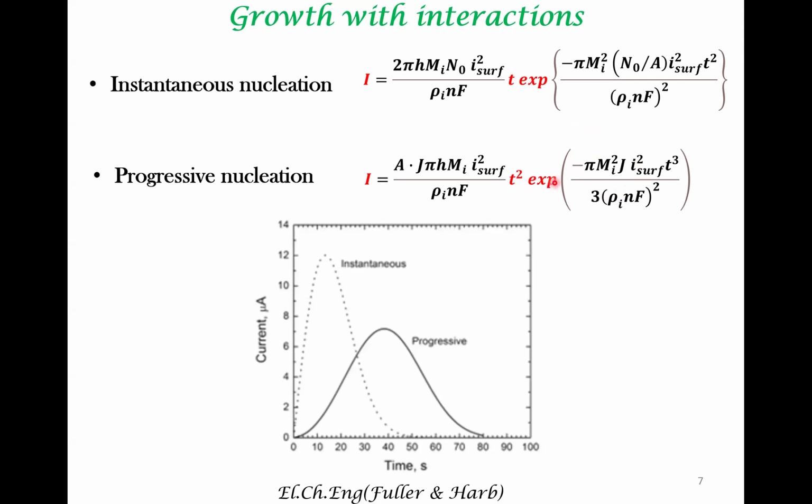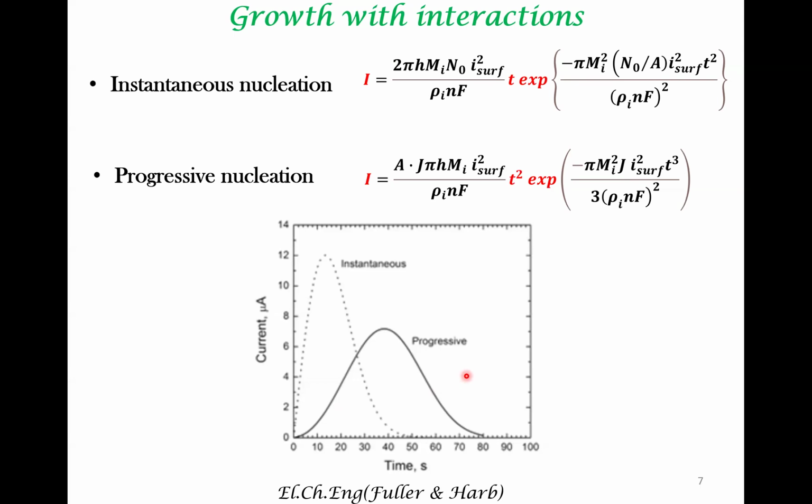So what is the consequence? The consequence is that in the early stages of crystal growth, early stages of electrodeposition, current is more or less linearly increasing. This is the plot for instantaneous nucleation. This is the plot for progressive nucleation. But after a certain time, this exponential term kicks in and the current starts decreasing.